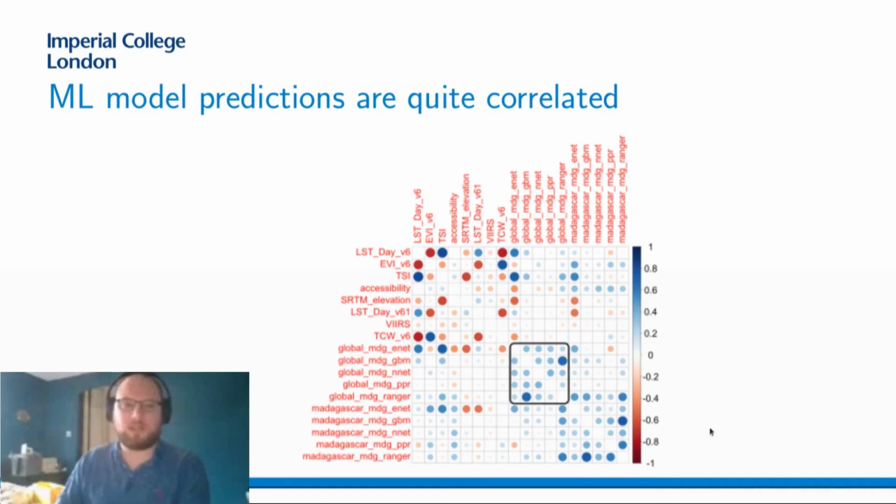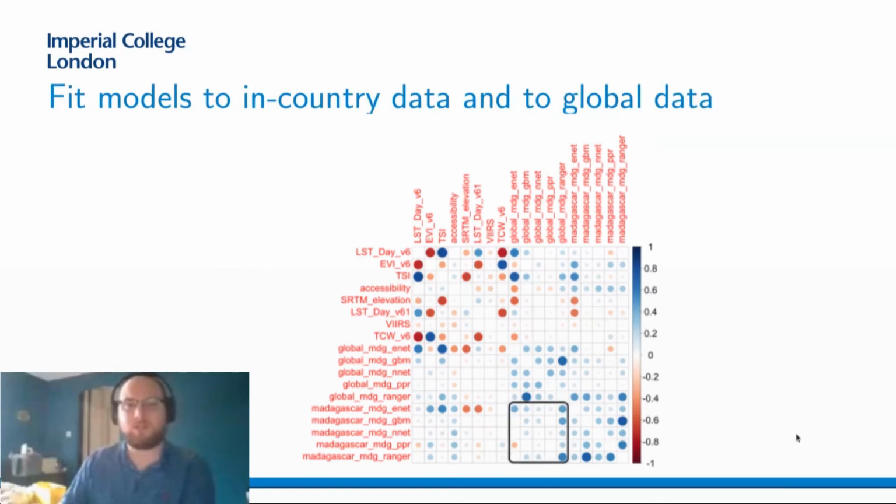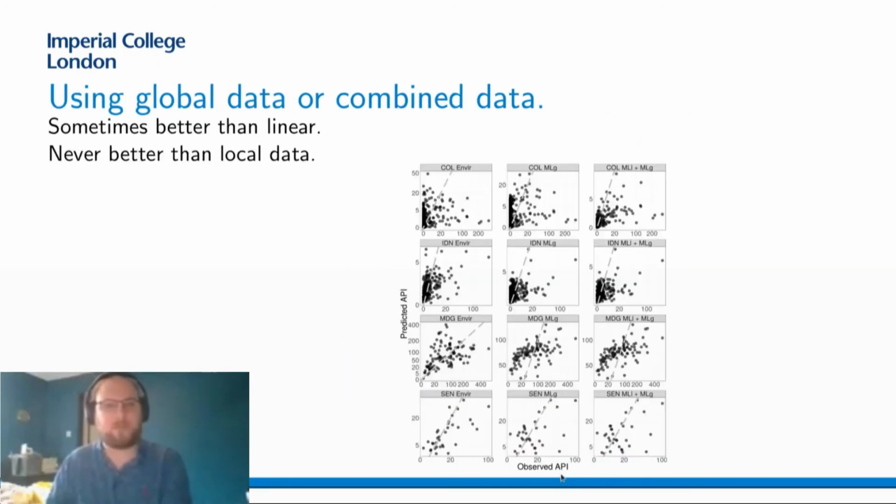These are all the global data set machine learning models. But we can see that the models fitted to the global data set are much less correlated with the models fitted to the Madagascar-only data set. So perhaps we can combine predictions from both of these sets of models to improve our model performance further. But we found that actually that didn't improve our models at all, really.